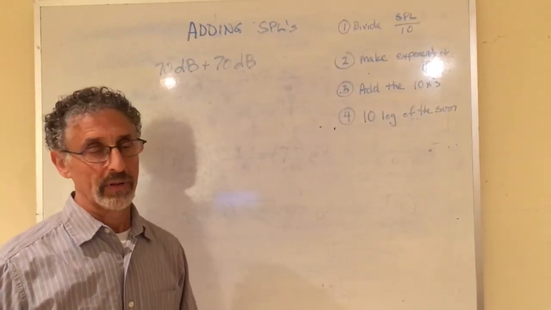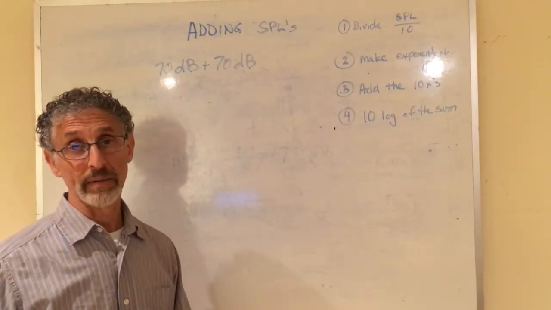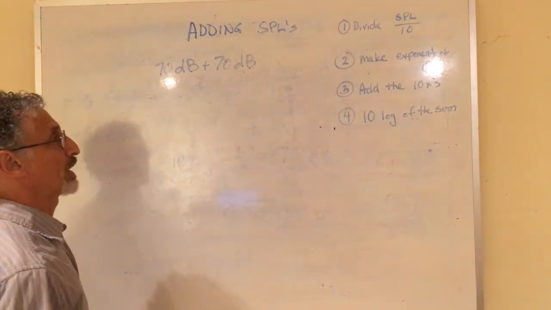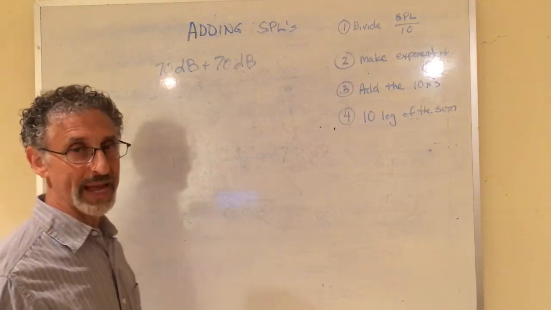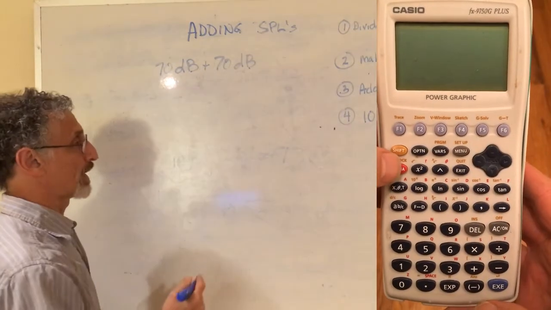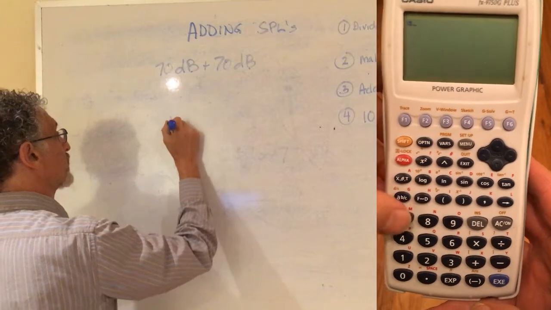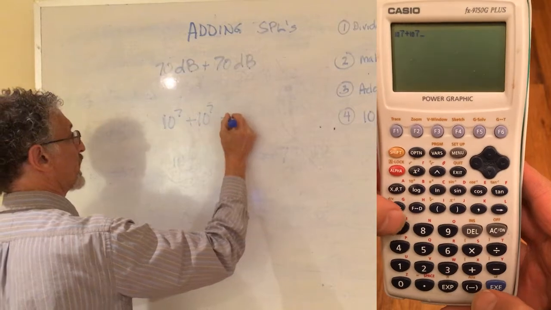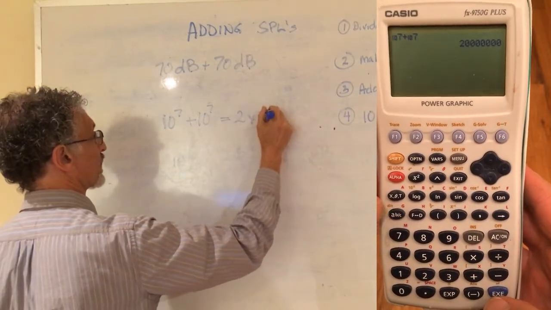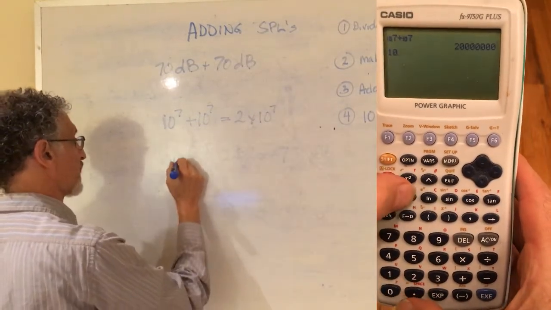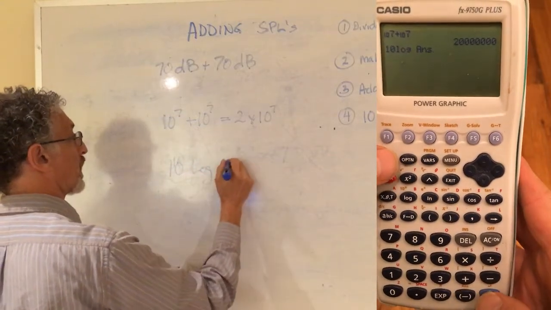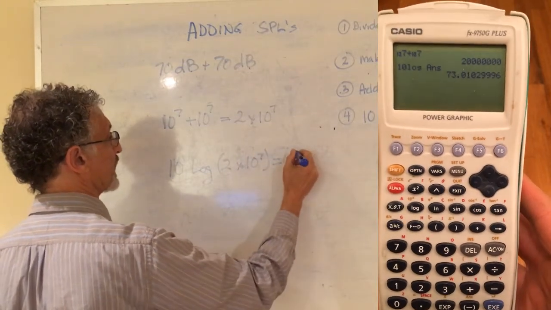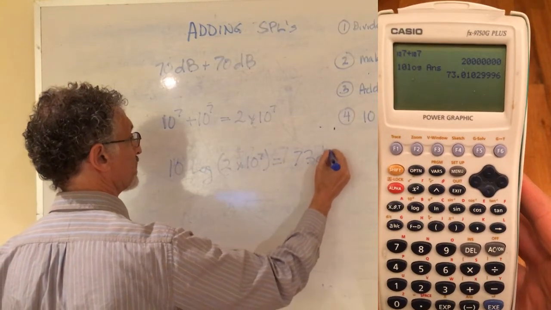Let's do another example. Let's add 70 dB plus 70 dB. So first, we divide the SPLs by 10 and then make them exponents of 10. 70 divided by 10 is 7. So we do 10 to the 7th plus 10 to the 7th equals 2 times 10 to the 7th. Then we do 10 log of 2 times 10 to the 7th, and we find that that equals 73 dB.